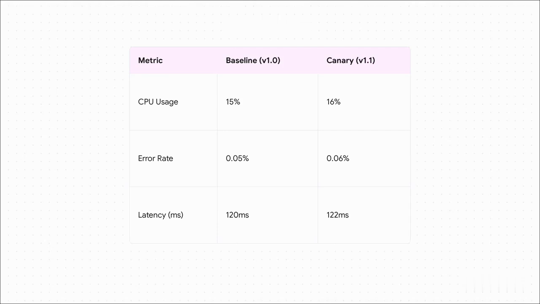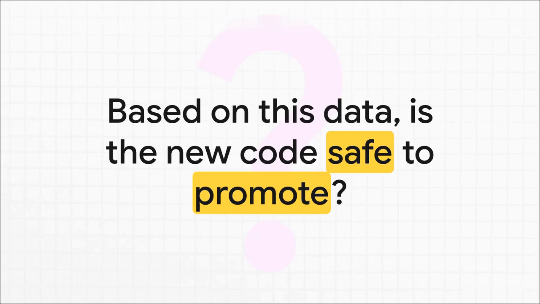Okay, so let's look at what the system is actually seeing. On the left, you've got your baseline, version 1.0, just chugging along perfectly. And on the right, our new canary, version 1.1. You can see there's a tiny little bump in CPU, a fractional increase in the error rate, and a 2 millisecond increase in latency. Now, these numbers aren't a 5-alarm fire, but they are different. So, this is the million-dollar question, right? Looking at these metrics, would you, as the architect, give the green light? Is it safe enough to send out to 100% of your users? The answer? Well, it all depends on the rules you set beforehand.